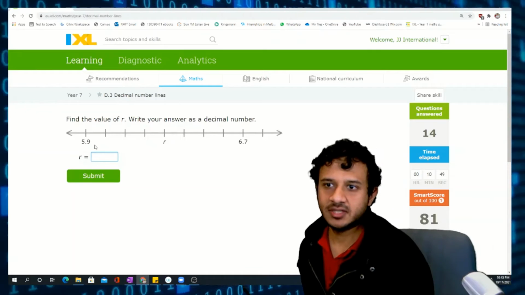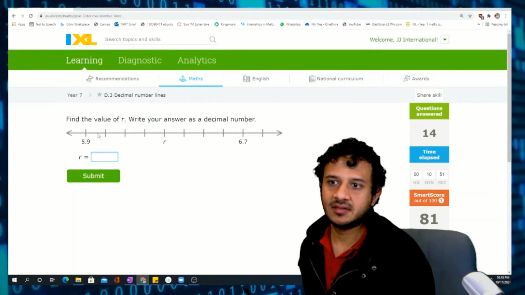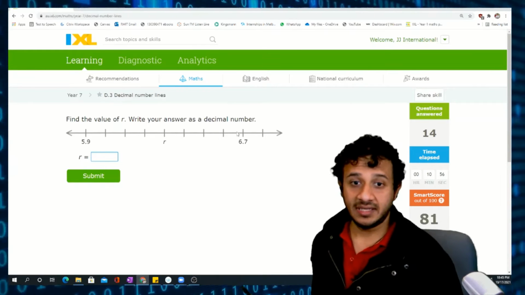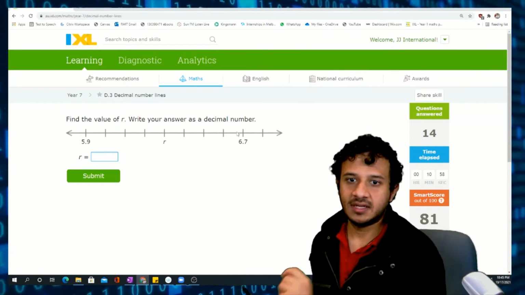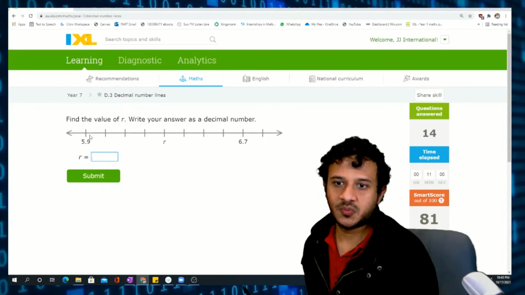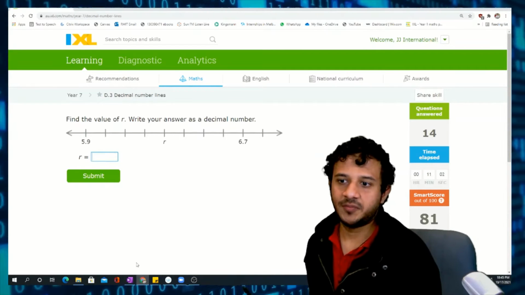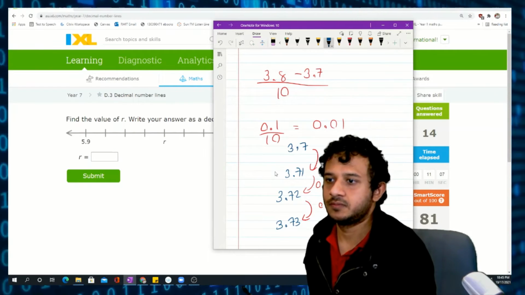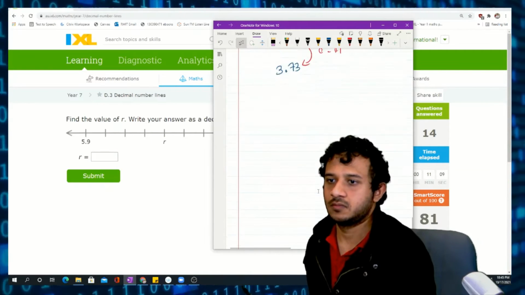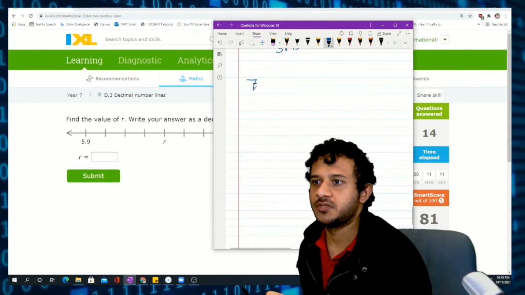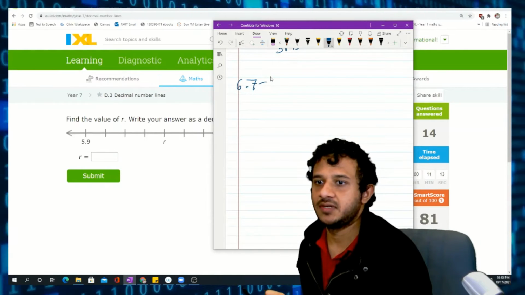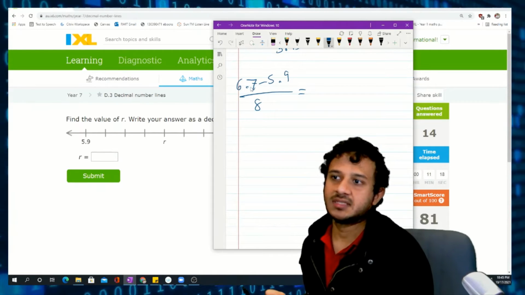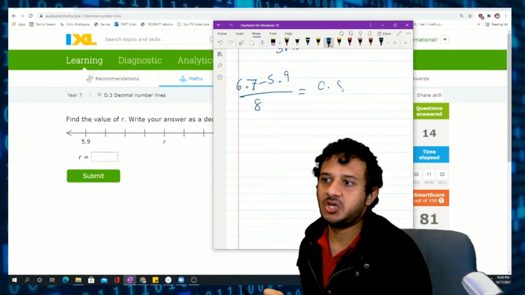Now let's think about this. 5.9 till 6, how many gaps are there? 1, 2, 3, 4, 5, 6, 7, 8. 8 gaps are there now. And then the higher value is 6.7, the lower value is 5.9. Okay, let's work it out. Then what should I do? 6.7 take away 5.9, and that divided by the number of gaps, which is 8. 6.7 take away 5.9 will be 0.8.